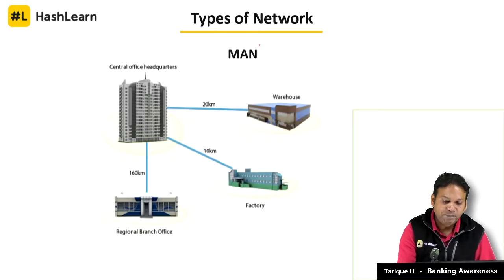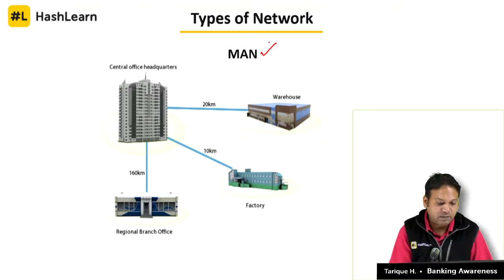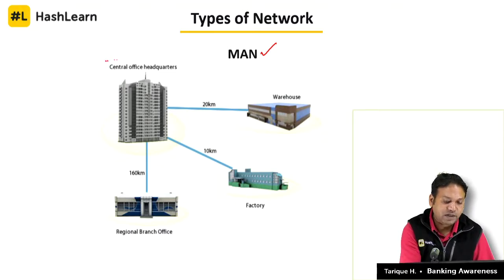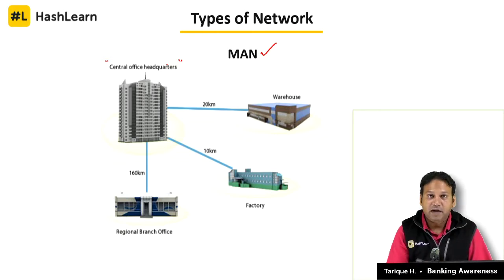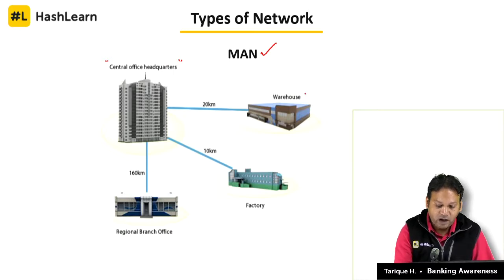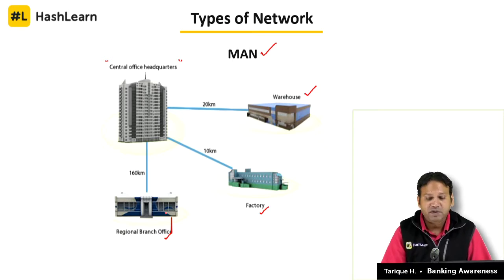So this MAN, which stands for metropolitan area network, as you can see here, suppose there is a central office headquarter in a city like Bangalore, and then in the same city, it's a very large city, there's a warehouse, there's a factory, and there's a regional branch office, and the distance is like 160 kilometers, 10 kilometers, 20 kilometers.